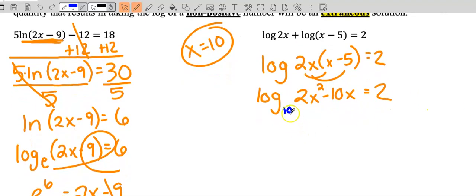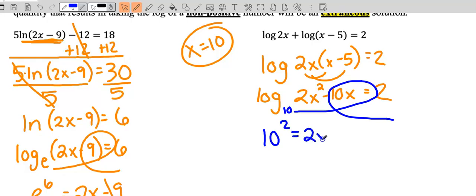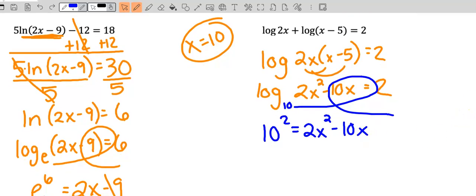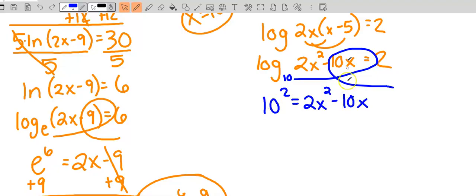So now I can turn this into an exponential. So 10 squared equals 2x squared minus 10x. So now I've got a regular quadratic that, again, I just have to go back to my previous knowledge of how to solve a quadratic. So 10 squared is 100. Drop down 2x squared minus 10x.